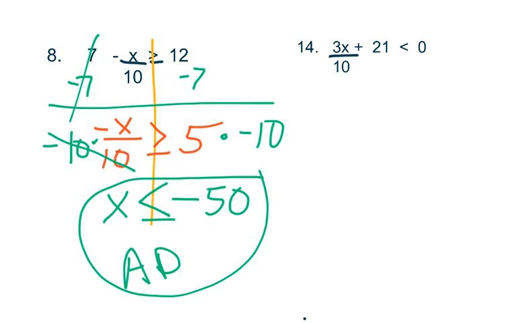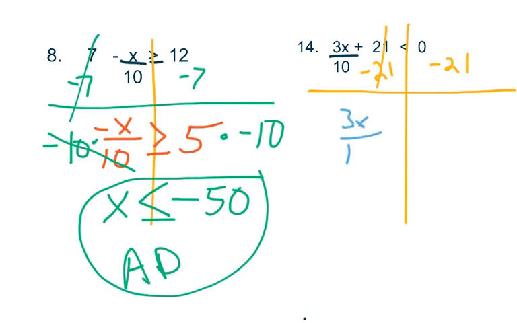Okay, last one, let's take a look at 14. So here I have 3x over 10 plus 21 is less than 0. So again, I like to get rid of things that are away from the variable, so I'm going to get rid of the 21 first. Look in front of it, that is a plus 21. So I'm going to subtract 21, subtract 21. Again, addition and subtraction do not affect anything. So that disappears. So that's going to leave me with 3x over 10 is less than negative 21.